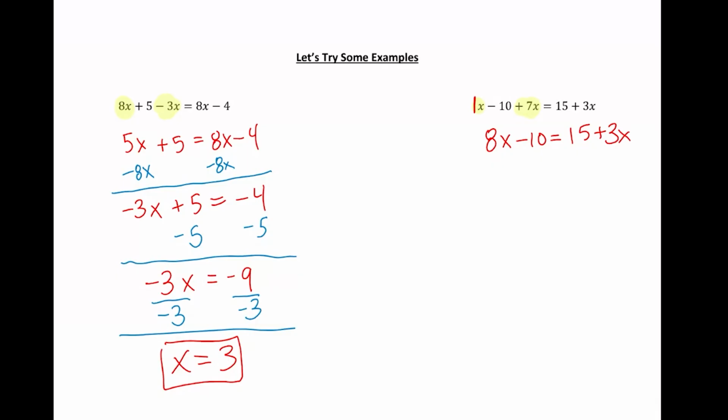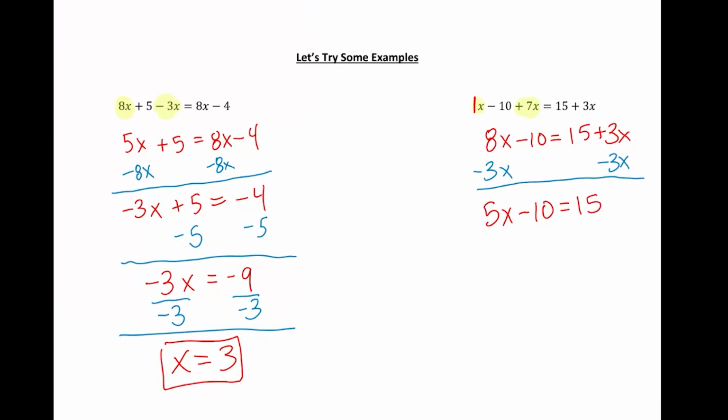Now I'm going to use the properties of equality to isolate the x. First, you want to get rid of the x on the right-hand side. So we're going to subtract 3x from both sides to get rid of that. 8x minus 3x is 5x. So now we have 5x minus 10 equals 15, just 15.